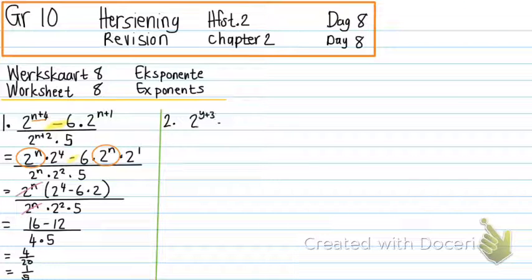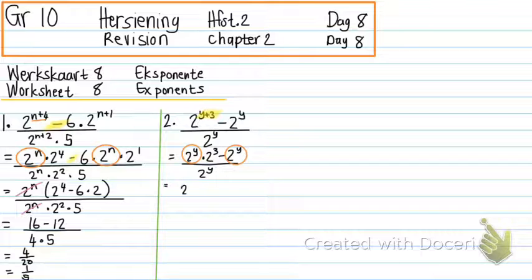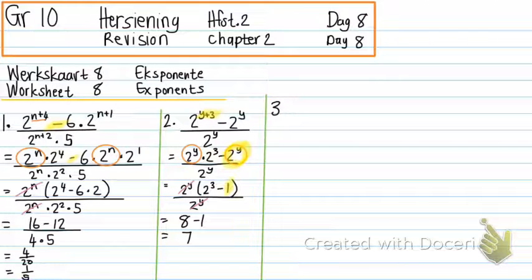That's number 1. Now number 2. 2 to the power y plus 3 minus 2 to the power y over 2 to the power y. First I need to split the first one there. 2 to the power y times 2 to the power 3 minus 2 to the power y over 2 to the power y. Now at the top I'm going to factorize. I find a common factor of 2 to the power y. I take that out. Then I'm left with 2 to the power 3 minus 1. Please remember, when I take out the whole term, there's a 1 left in its place. Over 2 to the power y. Now I can cancel out the 2 to the power y's. Then I'm left with 2 to the power 3 minus 1, which is 8 minus 1, and that is 7.